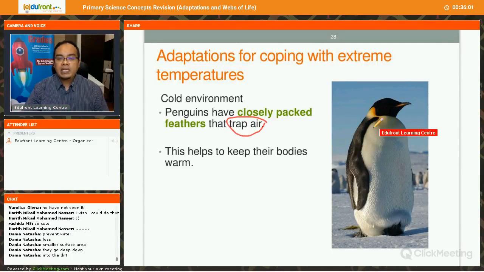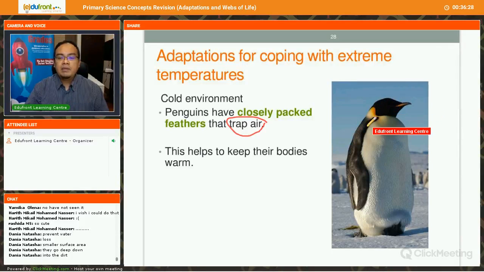So when it has very thick feathers that trap air, the air will be all around covering the body of the penguin. So it prevents the loss of the body heat of the penguin. The penguin will lose its body heat very, very slowly, and this helps to keep the body of the penguin warm during winter.